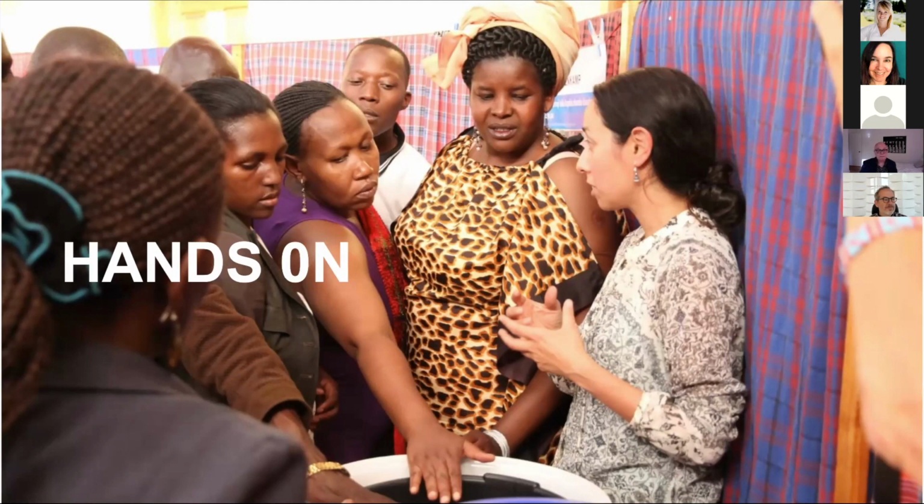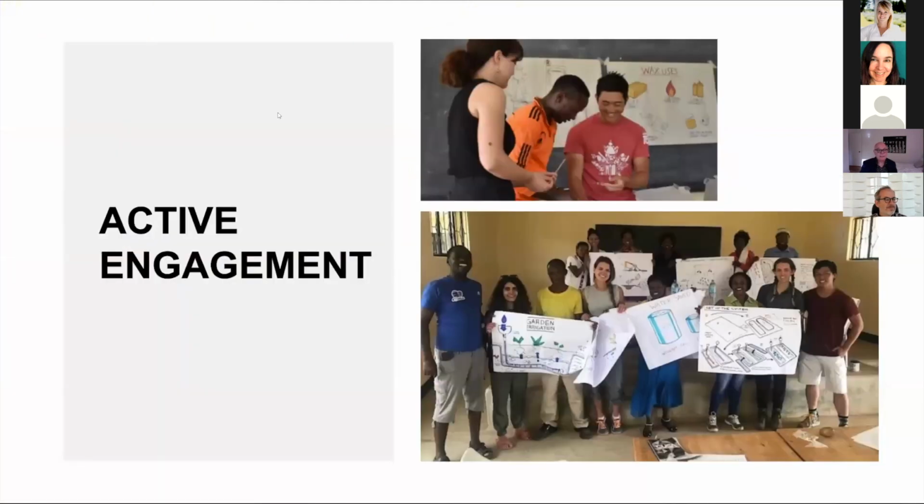Next slide. Active engagement. Students must present their projects with community members. To do this, they must work intensely and immersively with them, so that everybody is on the same page, with the same understanding of the nature and the purpose of the projects.